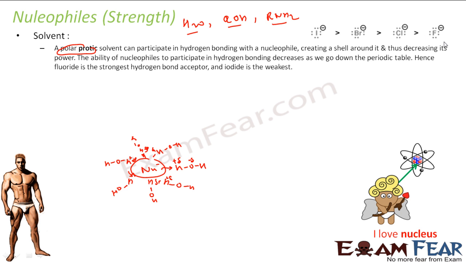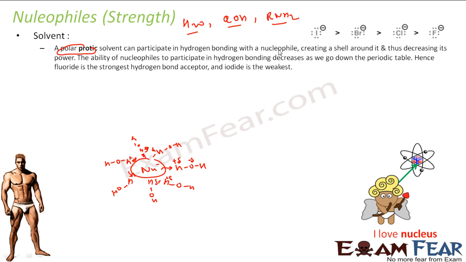As I said, fluorine has the highest nucleophile strength normally because fluorine has the highest charge density, electron density, correct? But the moment you put in a polar protic solvent, the fluorine is trapped the most. The fluorine is trapped the most, then the chlorine, then bromine, then iodine.